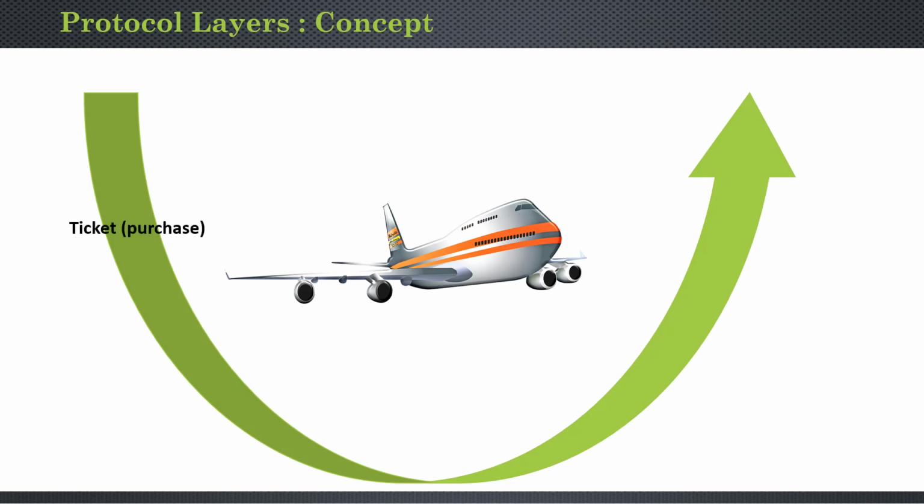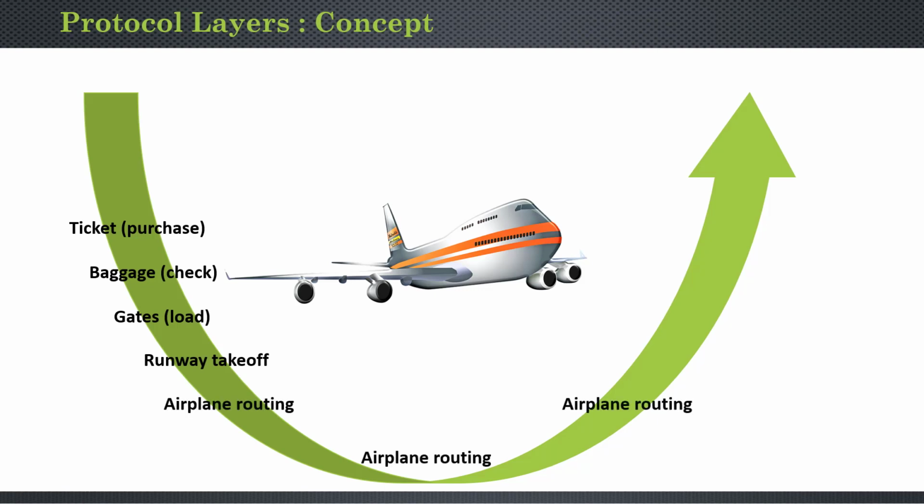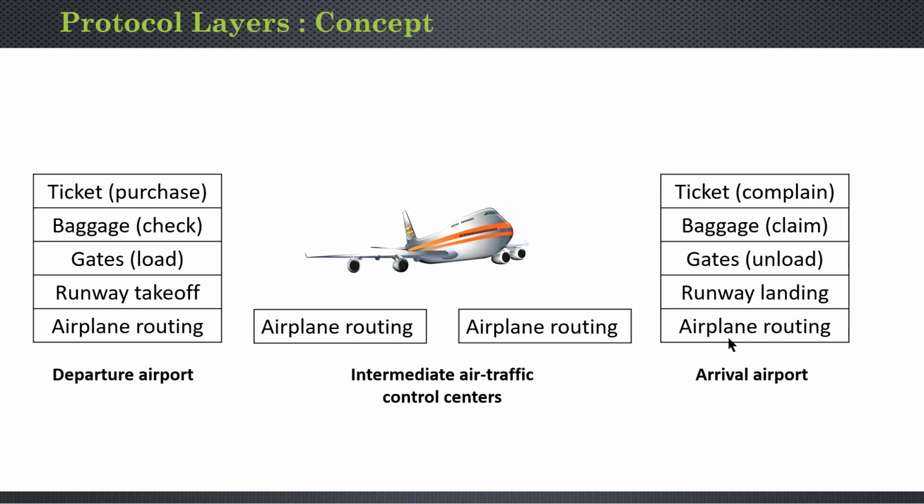You purchase your ticket, check your bags, go to the gate, and maybe get loaded onto the plane, which takes off and is routed to its destination. After the plane lands, you deplane at the gate and claim your bags. If the trip was bad, you complain about the flight to the ticket agent. We can divide the airline functionality into layers, providing a framework in which we can discuss airline travel.